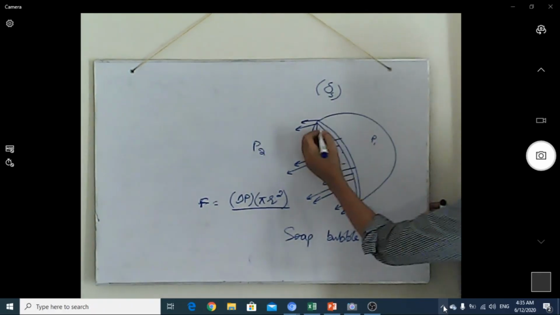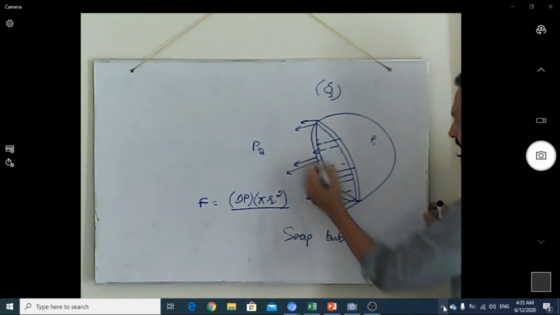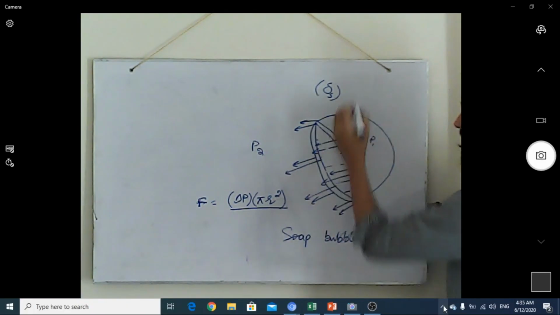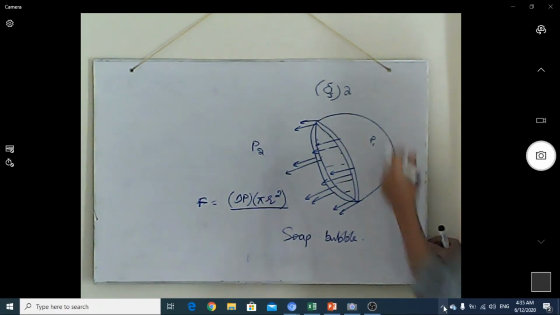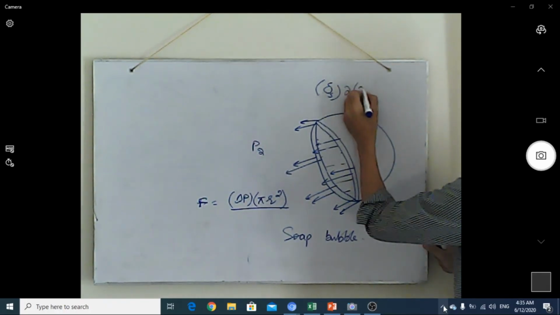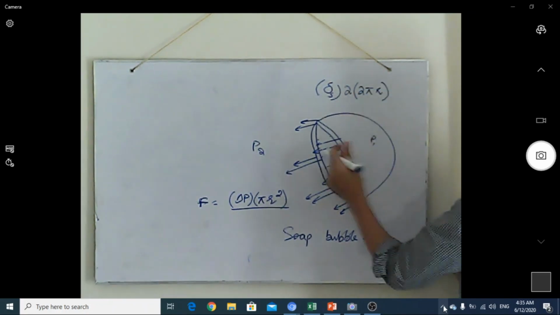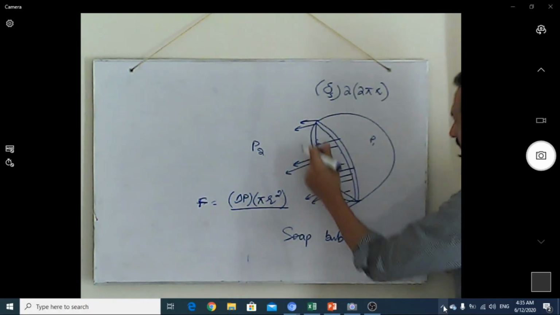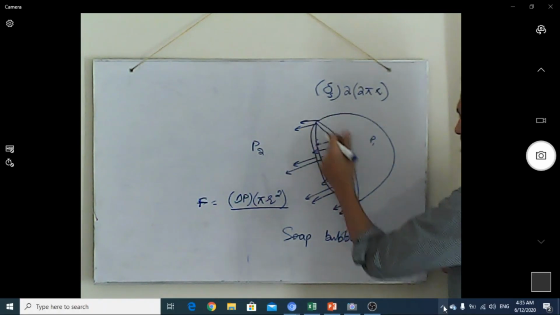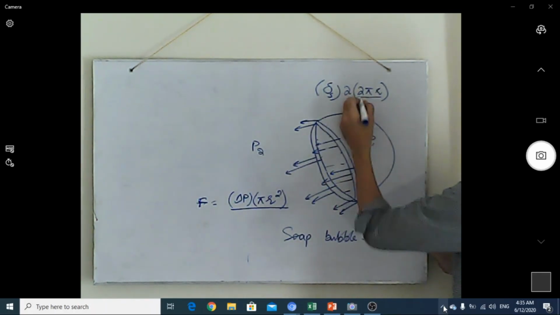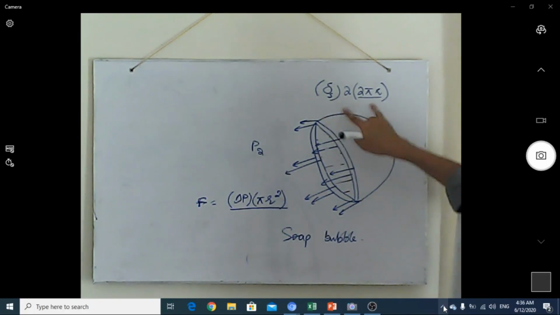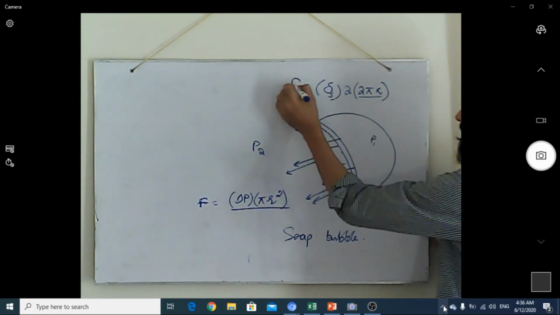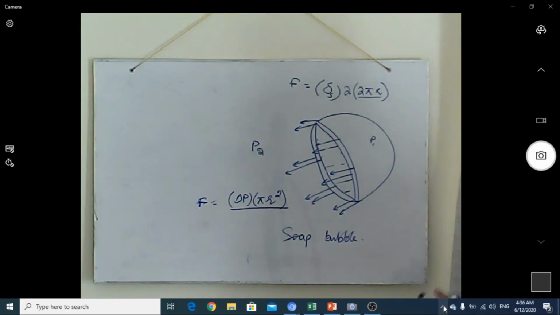One is at the inner part and the second is at the outer part. So we can say that this surface tension is applied twice to the circumference, 2 pi r. Why? Because one circumference is the inner one and the other is the outer one. So there are two circumferences at which the surface tension is active. Now we can equate both these forces, because if the bubble exists, these two forces will balance each other out.